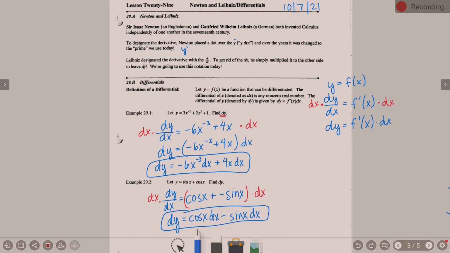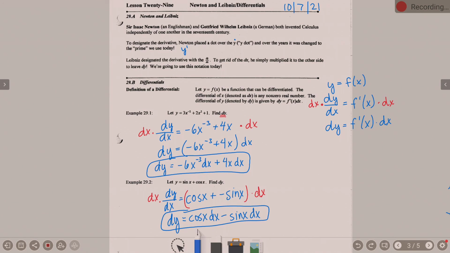So the idea of differentials here. As we go through things this year, there'll be times where we just might want to use differentials, and I'll show you places. But when you take the derivative and it's an x term, you tag on dx. Take the derivative of a y term, you tag on a dy. And there are reasons we do that. We're not ready for those reasons, but.